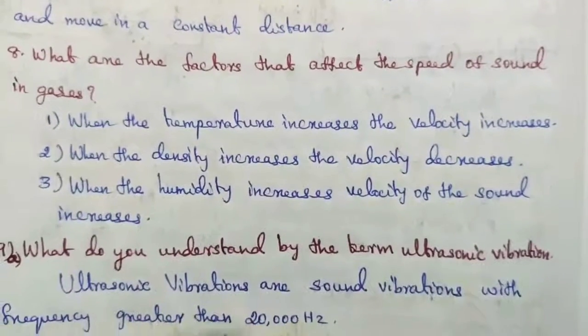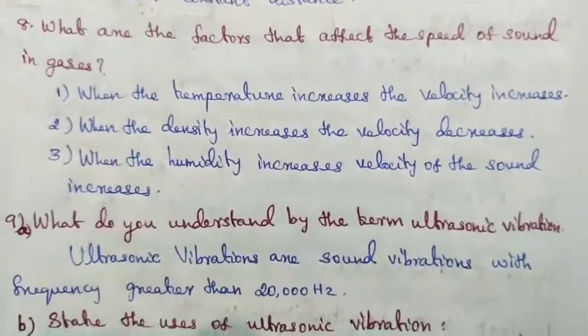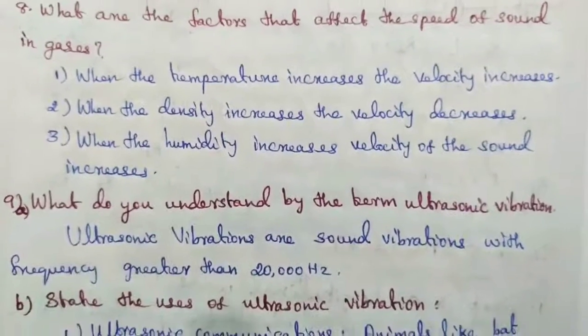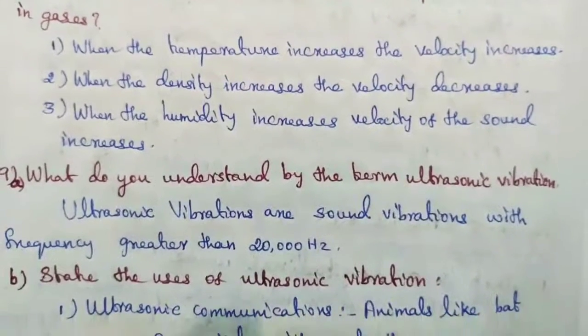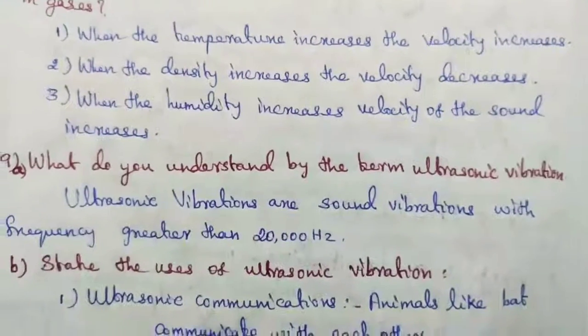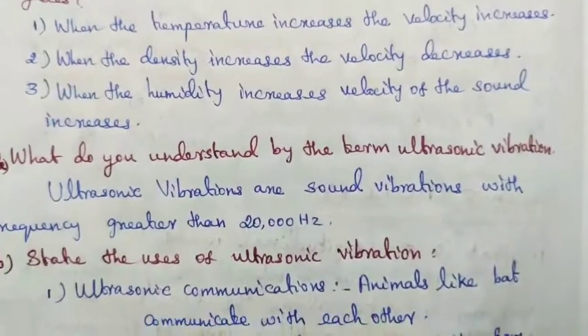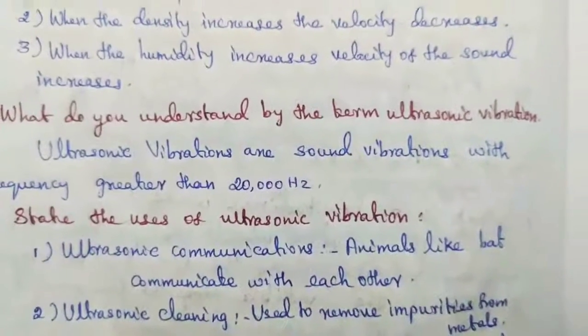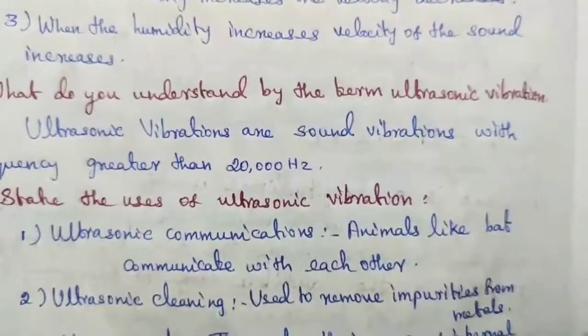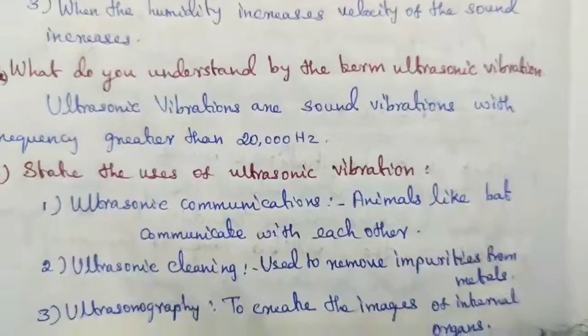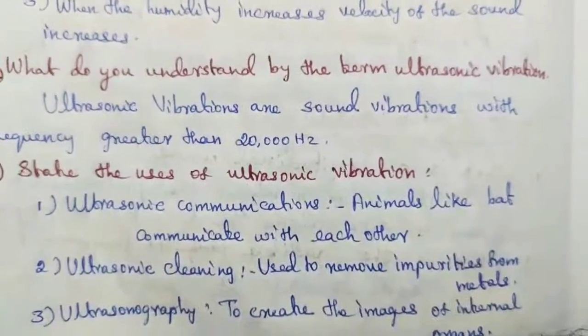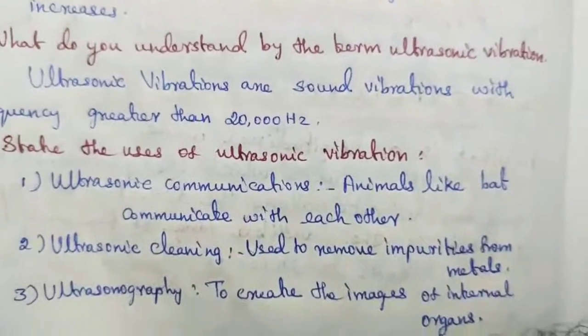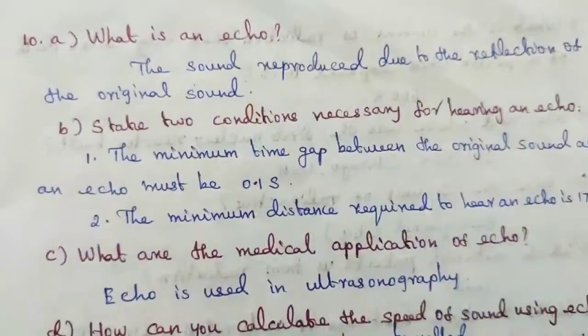Ultrasonic vibration: sound vibrations with a frequency greater than 20,000 Hz. State the uses of ultrasonic vibration. Ultrasonic communications: animals like bats communicate with each other. Ultrasonic cleaning: used to remove impurities from metals. Ultrasonography: to create images of internal organs.